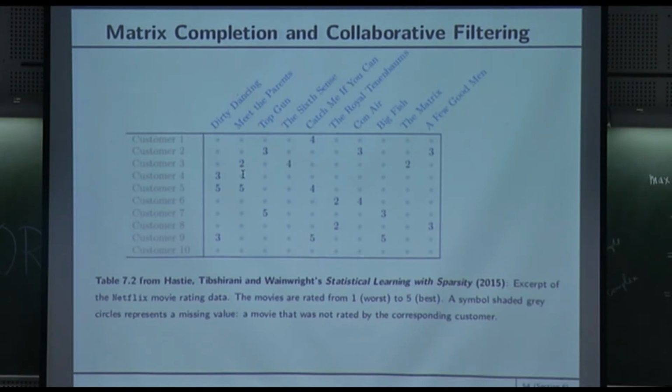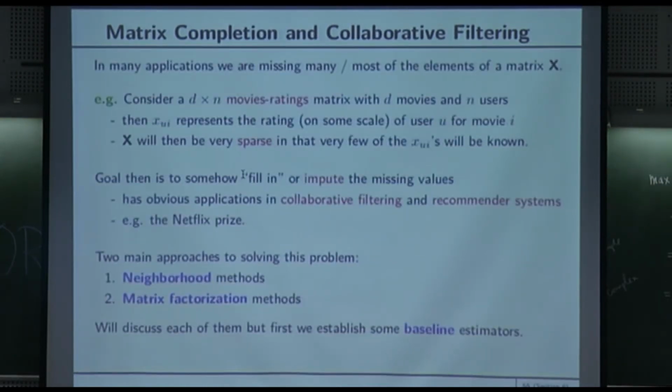do this story. Okay. So in many applications, we have missing many or most of the elements of the matrix X. Consider a D by N movie ratings matrix with D movies and N users. Then X_ui represents the rating, on some scale, for user u for movie i. X will then be very sparse, in that very few X_ui will be known. The goal is then to fill in or impute the missing data somehow. It has obvious applications in collaborative filtering and recommendation systems.